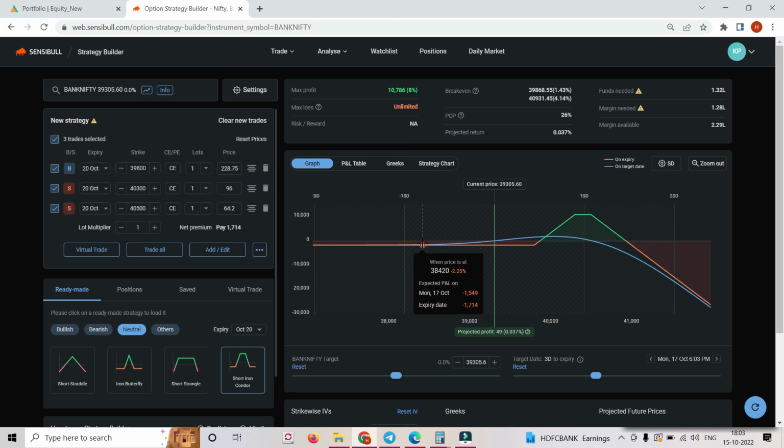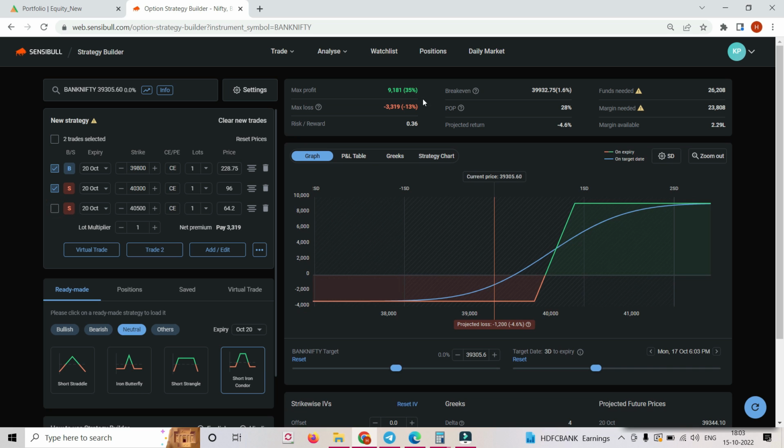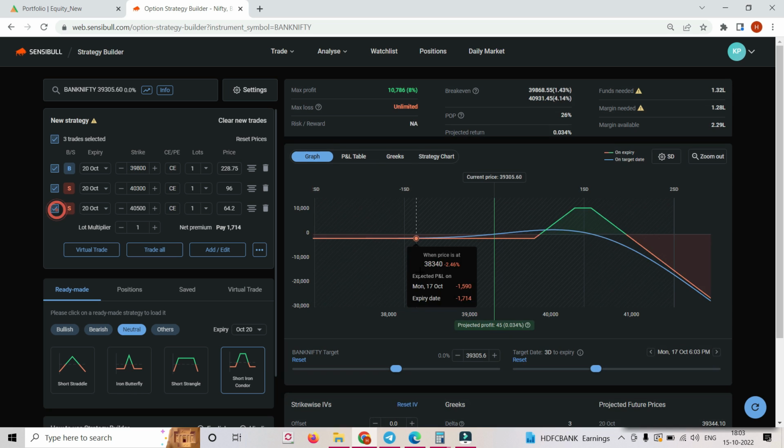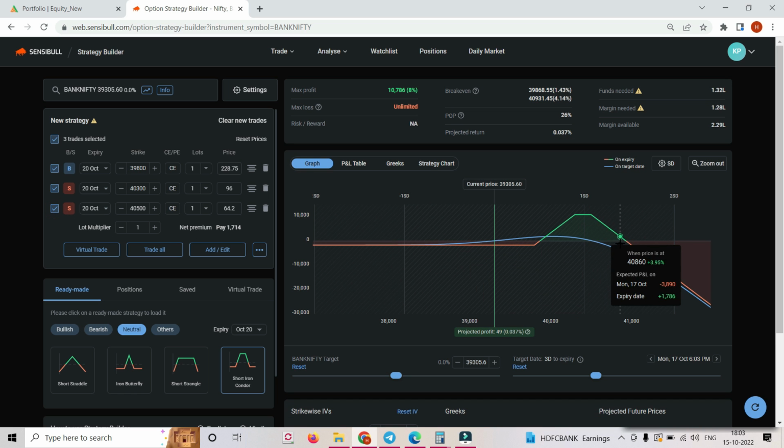So now your loss is only 1714. Earlier your loss was 3319. Now your loss is only 1714. But this has exposed your call side to unlimited risk, but you have a safety of almost 4%, right? Only for 4 days: Monday, Tuesday, Wednesday and Thursday, right? We'll come back to ratio spread later.